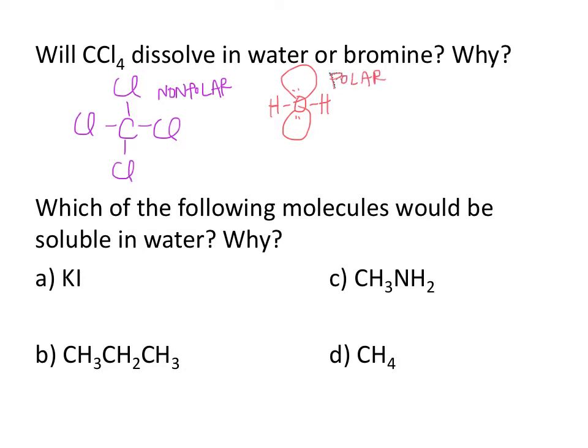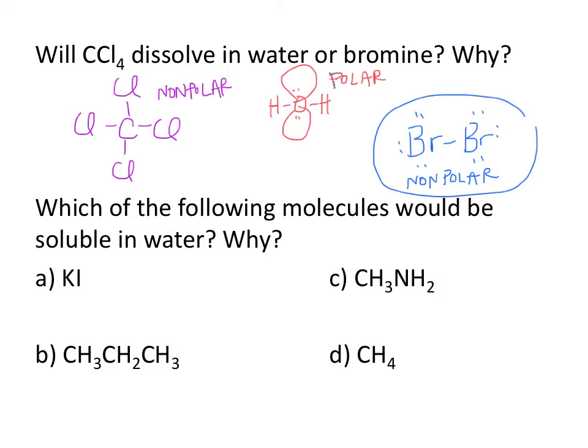And then we're going to finally look at bromine. Bromine is diatomic, so it's Br2. And this guy is completely symmetrical. There's just 2 bromines. They have the exact same electronegativity. They have the same pull for the electrons in the bond. This is also nonpolar. So will CCl4 dissolve in water or bromine? It's going to dissolve in bromine. Why? Because bromine is nonpolar, just like CCl4 is, and they have induced dipole forces.